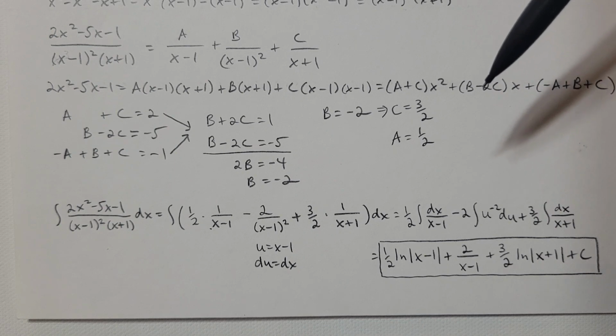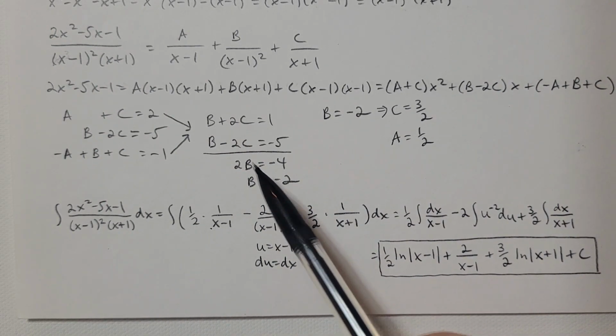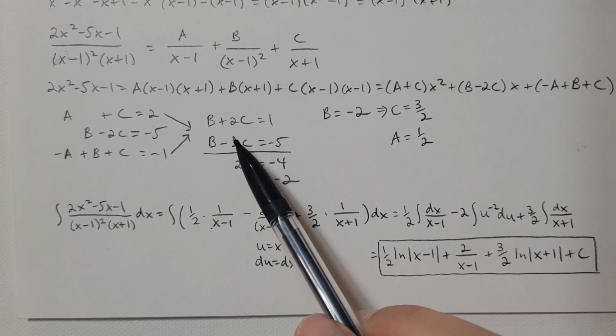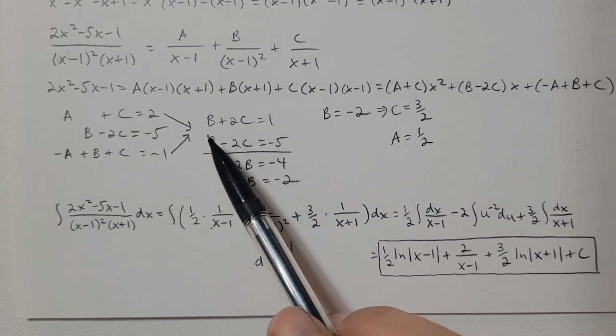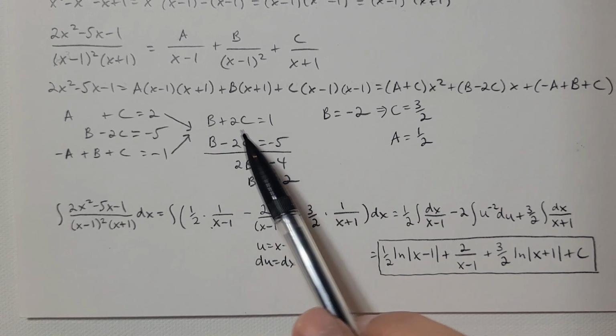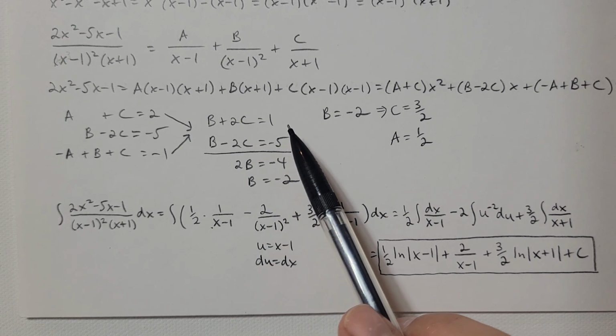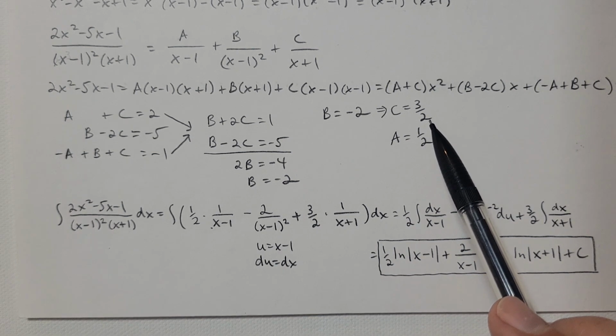Okay? Knowing that b is negative 2 means that I can plug that number into any one of these equations and find c. So I'm going to have negative 2 plus 2c equals 1. If I add 2 to both sides, 2c equals 3. Means that if I divide both sides by 2, c is 3 halves.